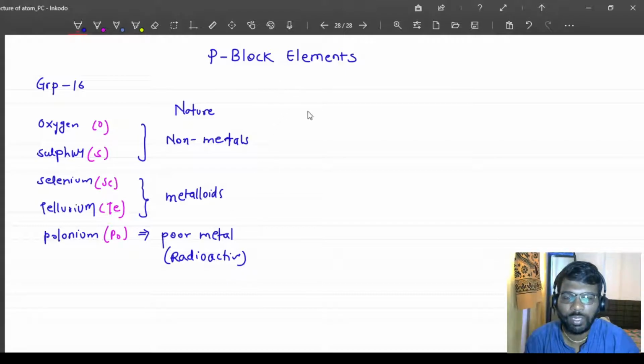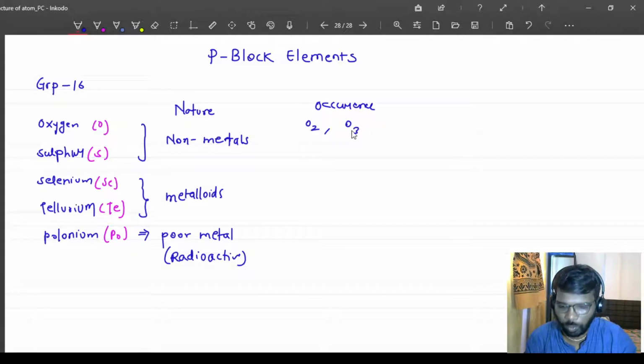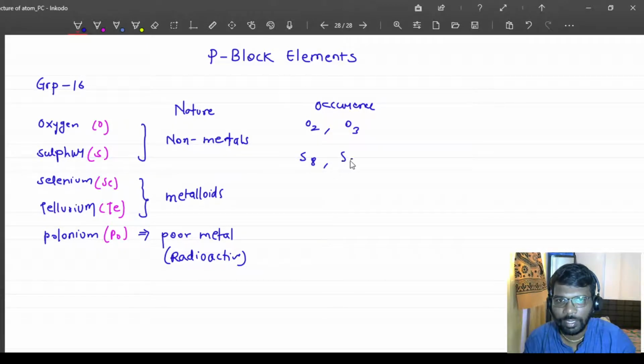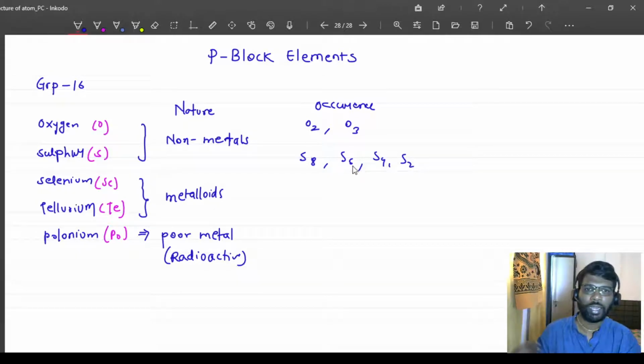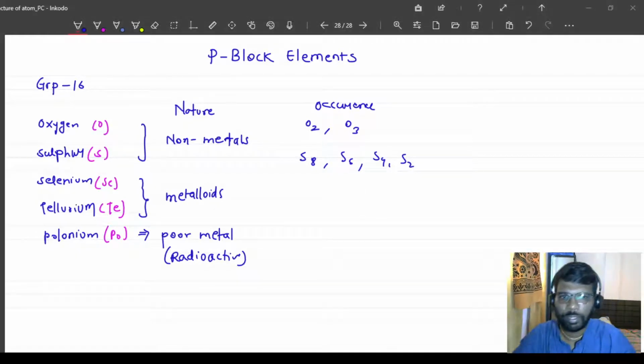Occurrence. Now, how will this occur in the natural state? Here, oxygen will exist as either O2 or O3. Then sulfur will exist as S8, S6, S4 or S2. These are the allotropes of the sulfur.